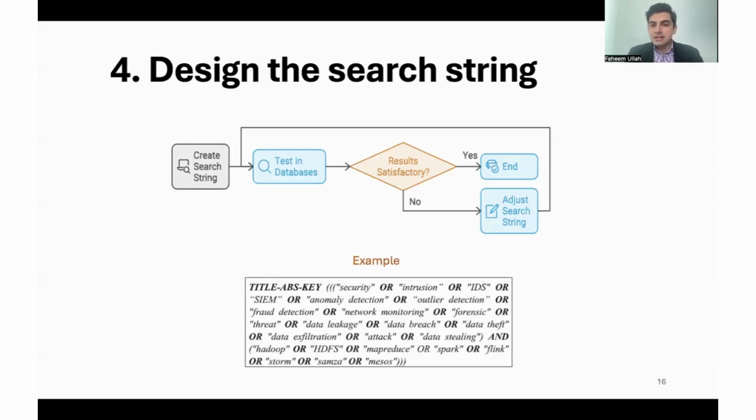Then you see whether the results are satisfactory or not, whether you are getting the papers that you already know are relevant. For example, as I mentioned, in the pilot study you already know that these 8 to 10 papers are relevant. If the search string is returning those papers, it means that your search string is correct. If it is not returning those papers, then you need to adjust your search string.